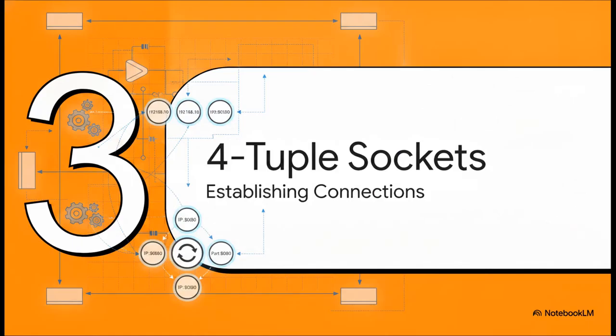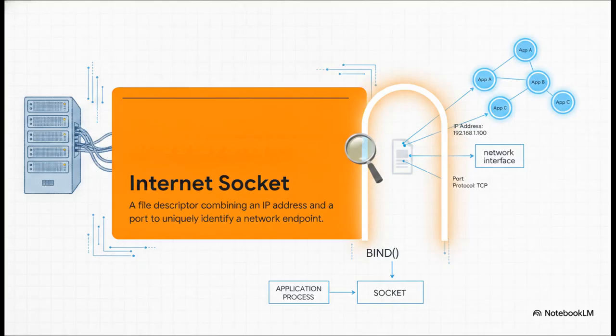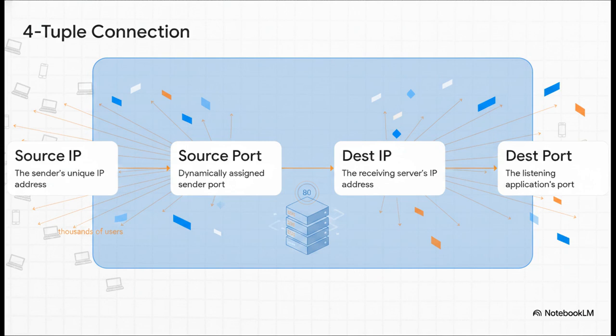Section 3, the 4-tuple socket connection. Let's jump into the exact mechanical formula for how these numbers actually establish network communication. An internet socket is really the absolute backbone of a connection. A socket is created when an application binds its input or output channels to a specific transport protocol, a network IP address, and a port number. It acts as a unique file descriptor for the operating system. You can basically picture a socket as a fully realized doorway that data passes through to either leave or enter a machine.